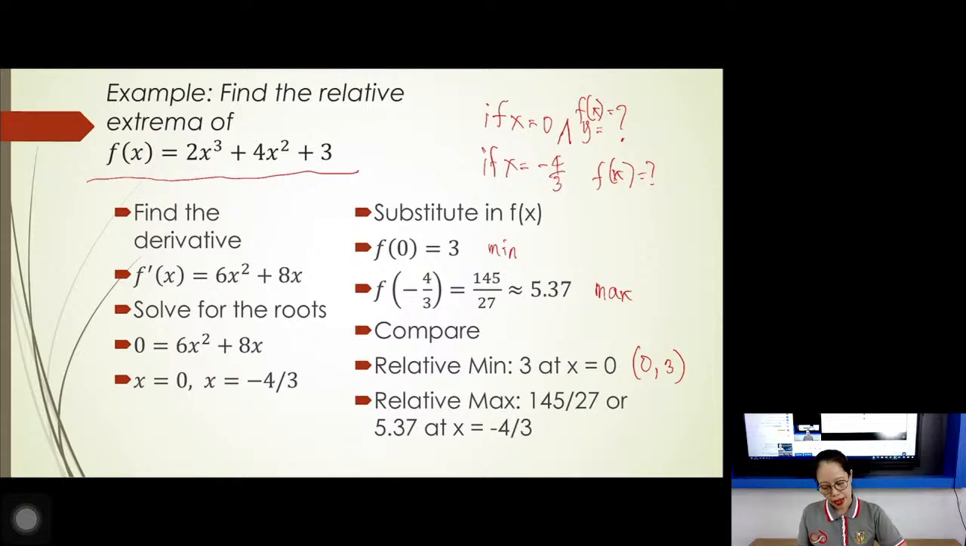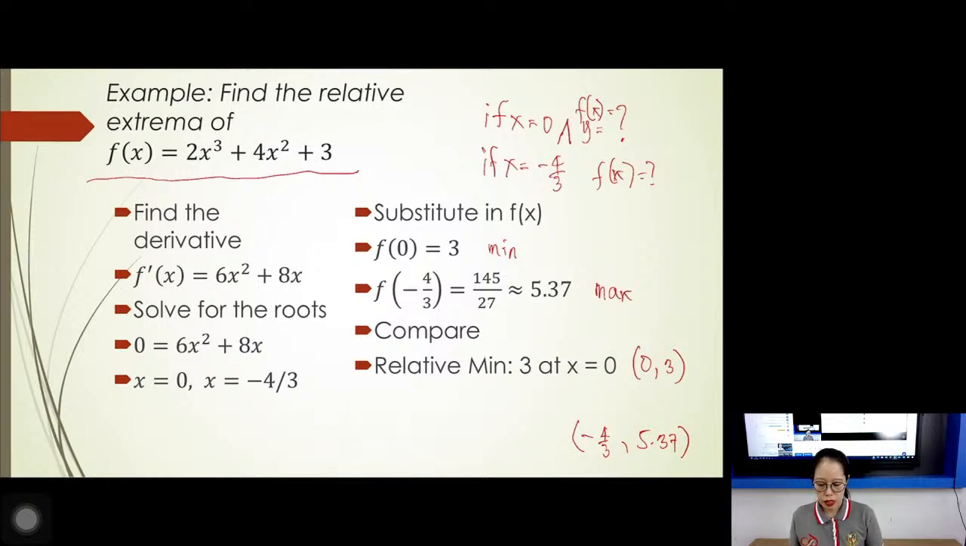5.37 at x equals negative 4/3. So you can write it again as (negative 4 over 3, 5.37), or you can use also the fraction form. I can accept fraction or decimal. If you prefer to write decimal, that is fine. Fraction is also fine. So we already identified our relative min and max in our function 2x cubed plus 4x squared plus 3.